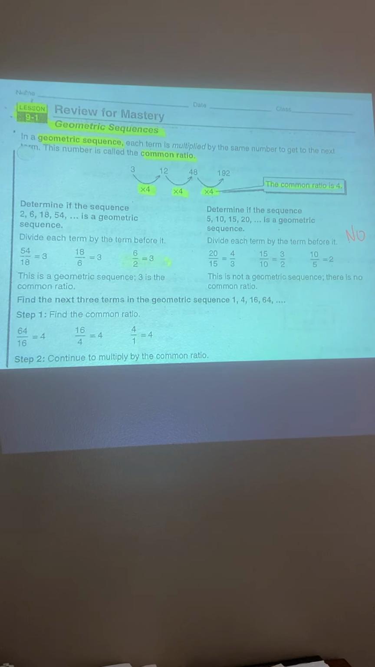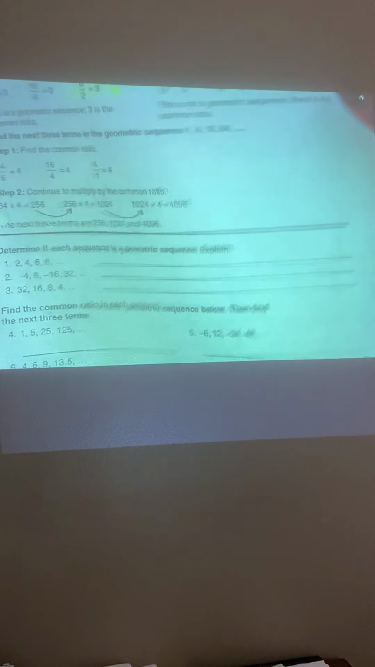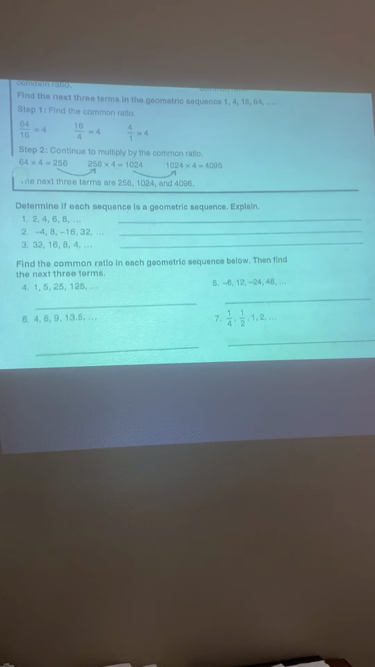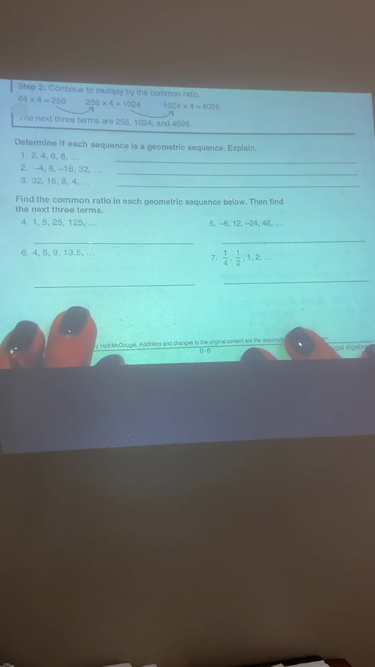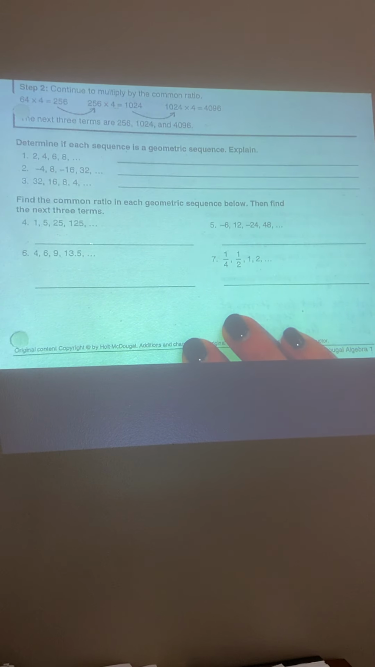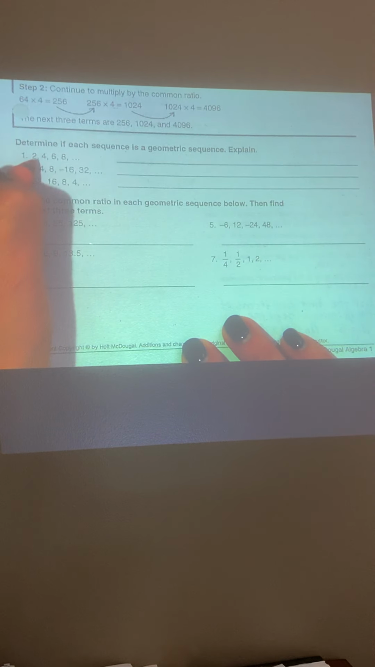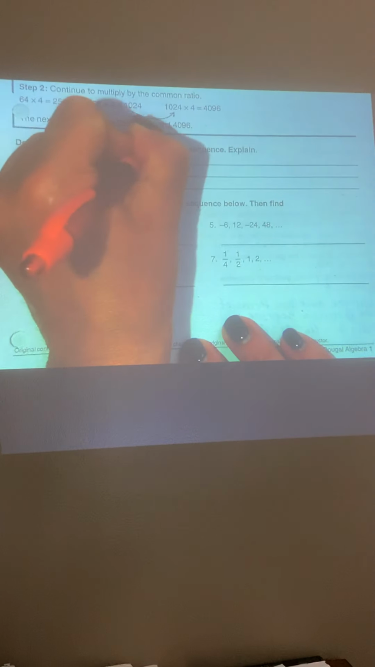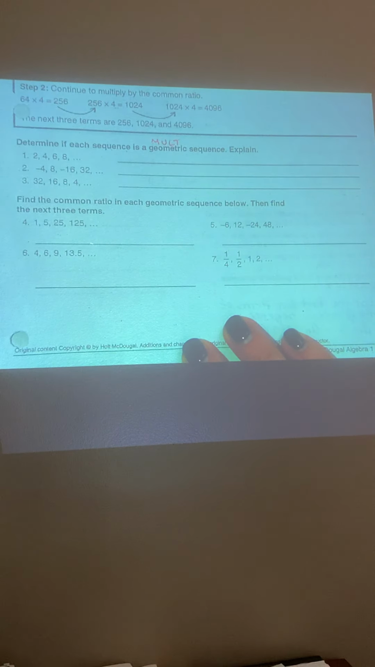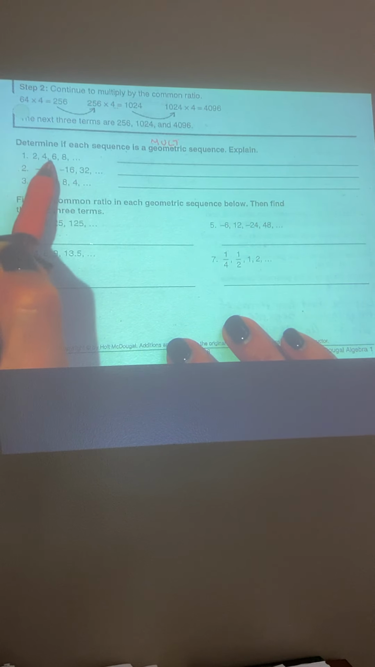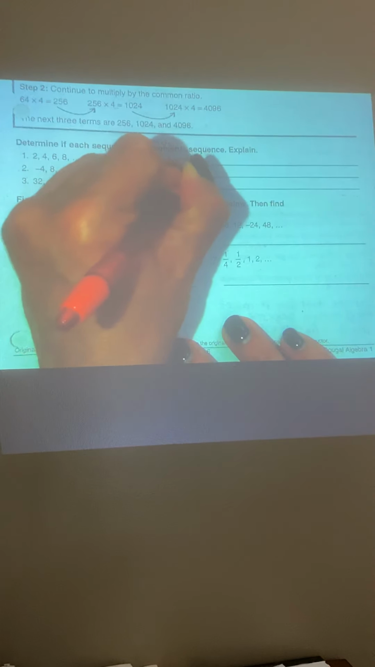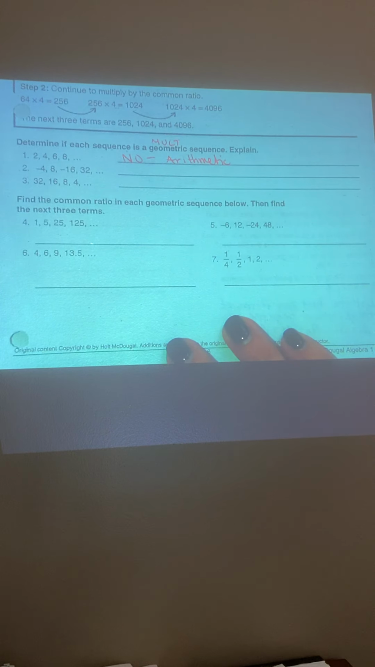Okay, so we're going to determine if they are geometric or if they are arithmetic, or nothing. Okay, so 2, 4, 6, 8. Remember, geometric means multiply or divide. Is this being multiplied? No, that's actually arithmetic. Okay, let's look at the next one.